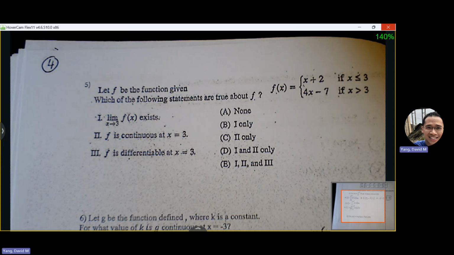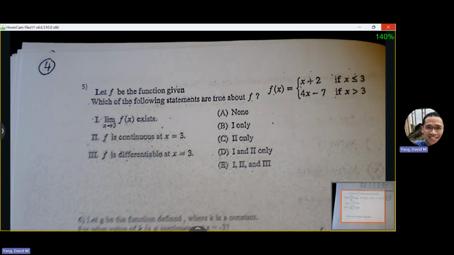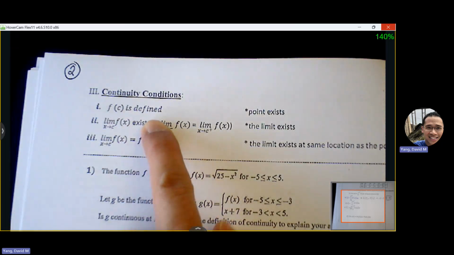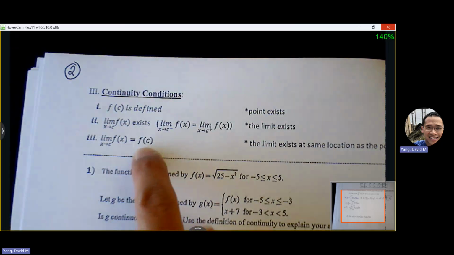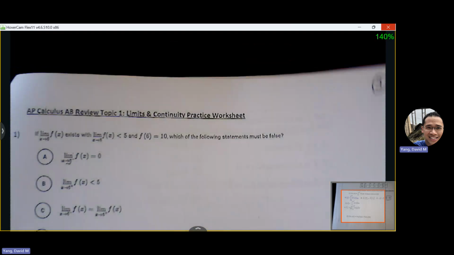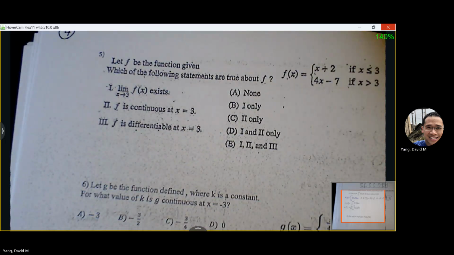We talked about continuity conditions at the end of class yesterday. So again, page 2 has continuity conditions spelled out. What is required for a function to be continuous at a point? It needs to meet these 3 criteria. Is the point defined? Is the limit defined? And then thirdly, does the point live where the limit lives? Are they in agreement with each other? And so here's page 4, number 5.